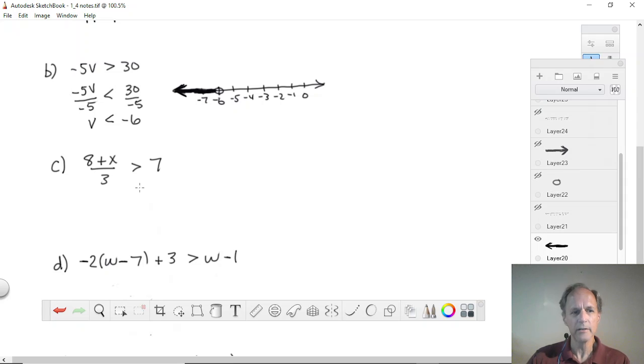So here we have to do a couple steps, right? We're going to solve for x, find the x's that make this true. We need to get rid of this 3 and this 8. We can't deal with the 8 yet, right? It's sort of in parentheses on top here. Remember, the bar is a grouping symbol. Instead, we get rid of the 3, so we'll multiply both sides by 3.